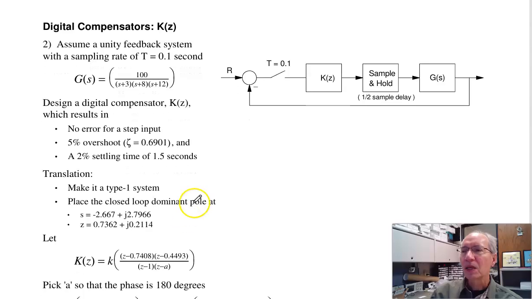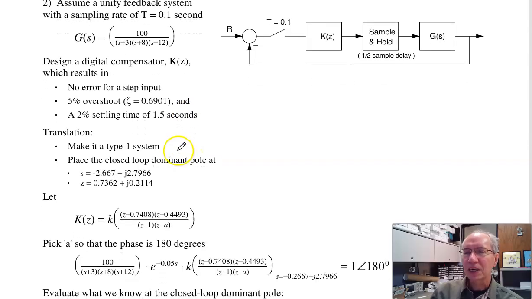Problem 2. Come up with a compensator to meet the following specs. I want to come up with a discrete time compensator for the following specs. I have a 10 millisecond sampling rate, just like problem 1. I want no error for a step input, meaning type 1 system, 5% overshoot, and 2% settling time. Translating that, I want this to be a type 1 system. Place the closed loop pole at -2.6 in the s-plane for the settling time, plus j2.79 for the overshoot.